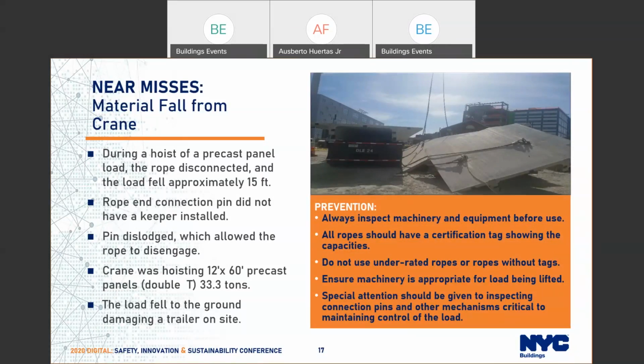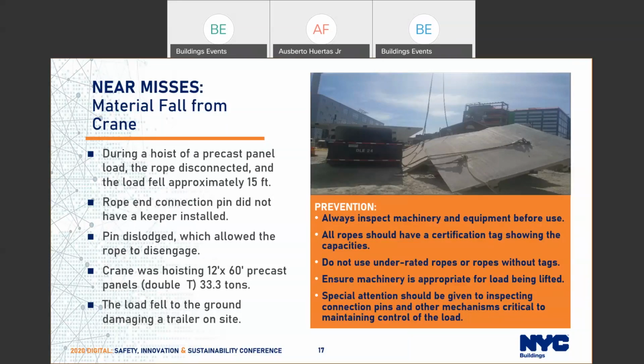When working with heavy machinery, tools, and materials, one of the best ways to prevent an incident from occurring is to inspect them before each use. All ropes should have certification tags showing the capacities. Ensure the equipment and tools used are sufficient for the task at hand and do not use underrated ropes or ropes without tags. Ensure the heavy machinery in use is appropriate for the load being lifted. Check the load capacity chart.